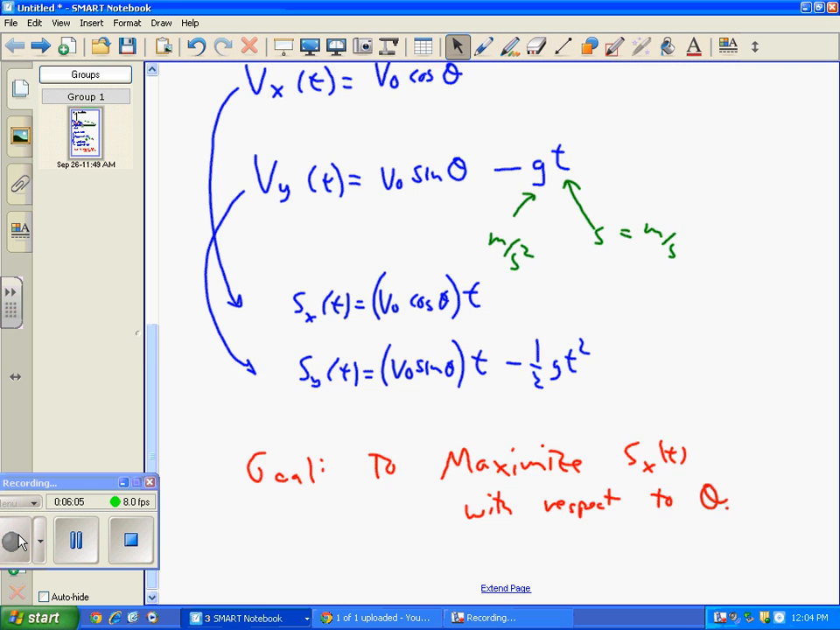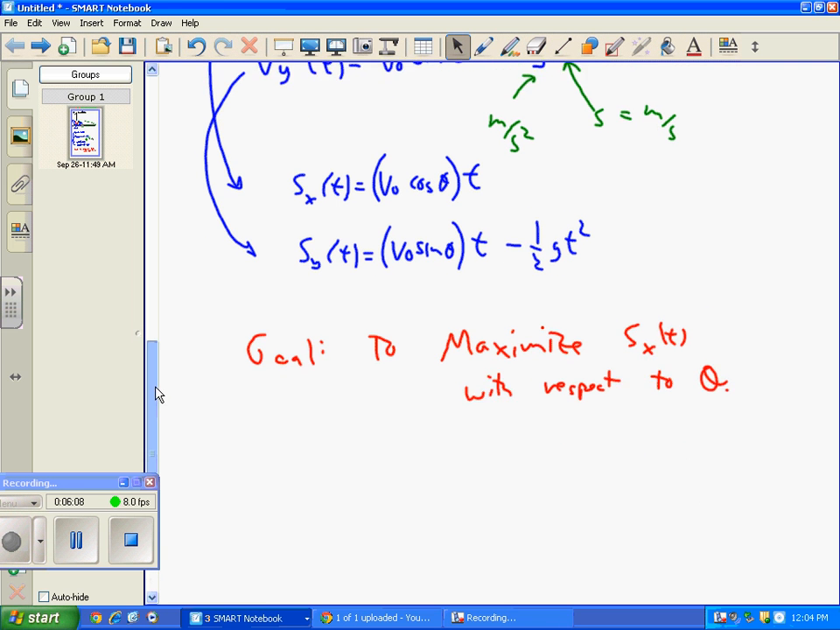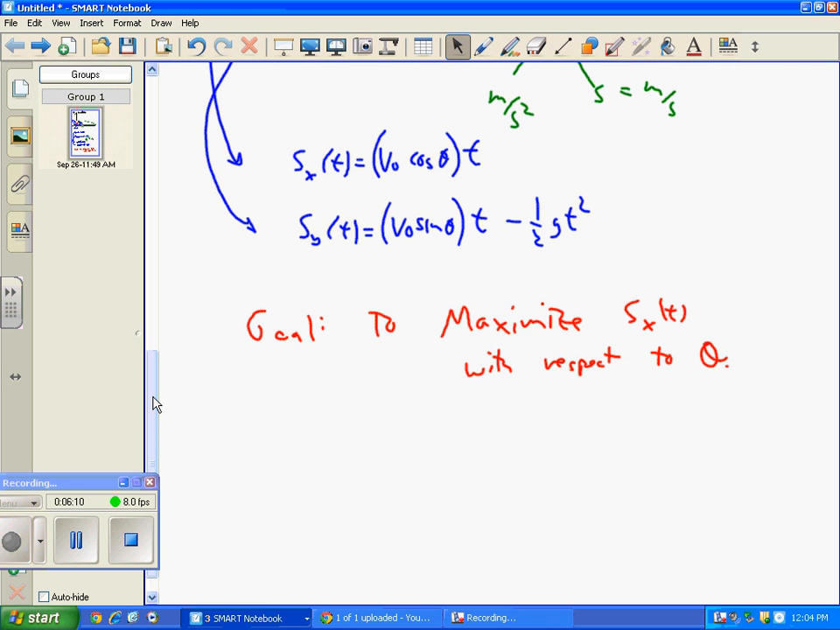Okay, so this just means what we care about is the function Sx of t. But we need to do a little bit of thought about when this thing's going to hit the ground. First off, it has two variables. It has theta and t. I don't mind theta being there because theta is what I'm trying to maximize with respect to. So that doesn't bother me. The t bothers me. I don't like the t. I'd like to get rid of it.